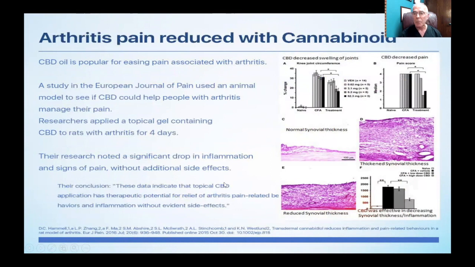This is an animal model, so it was a kind of a unique type of situation and could be very well controlled. So if you look at the joint of a normal animal, they have a synovial thickness that's very thin. There's not very many inflammatory cells. It looks nice and healthy.